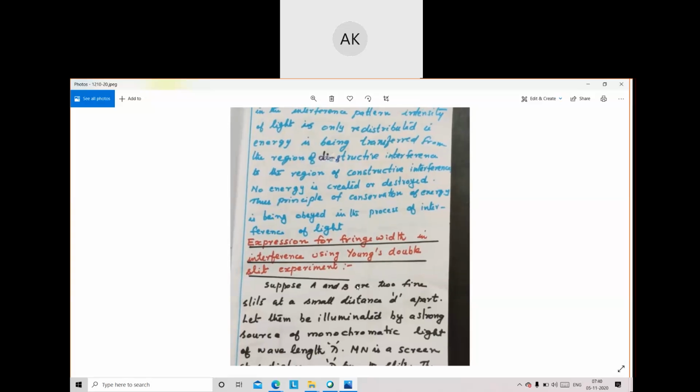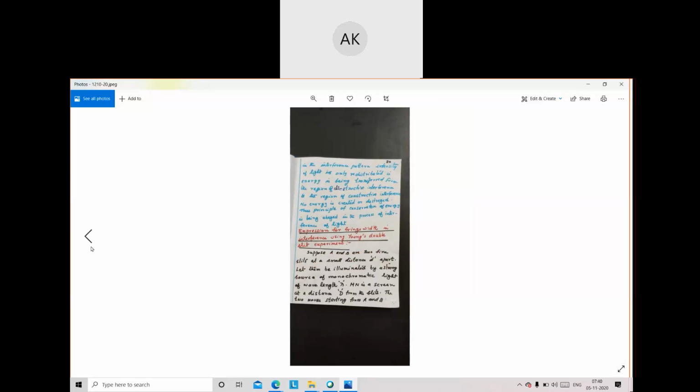Next is a very important derivation: the fringe width of the fringe. In the interference pattern, the width of the fringe. I will show you the figure again. What is the width of the fringe?